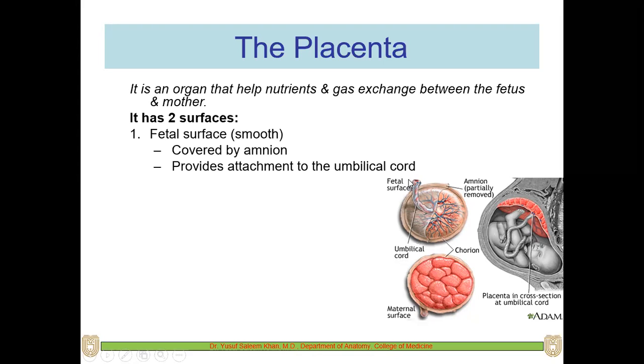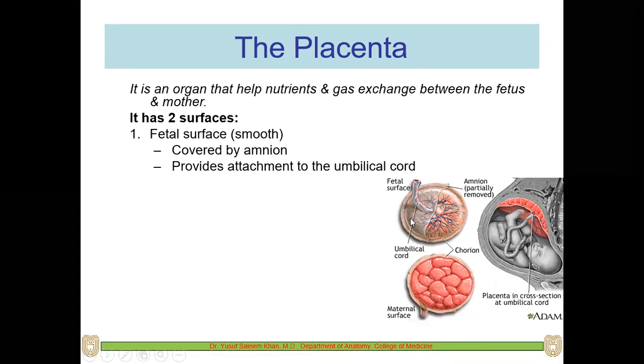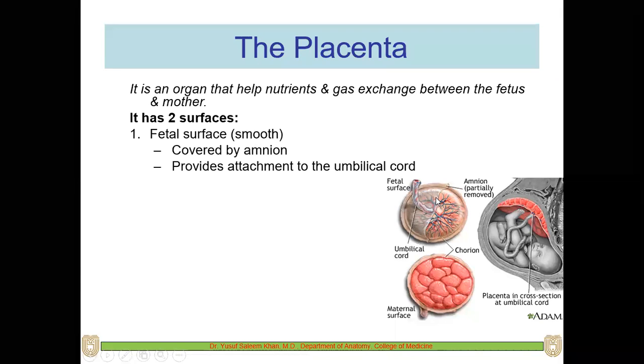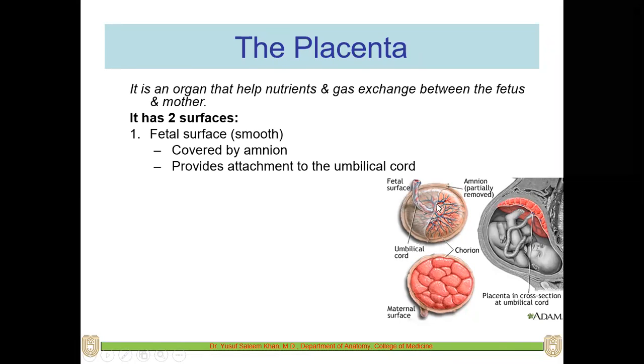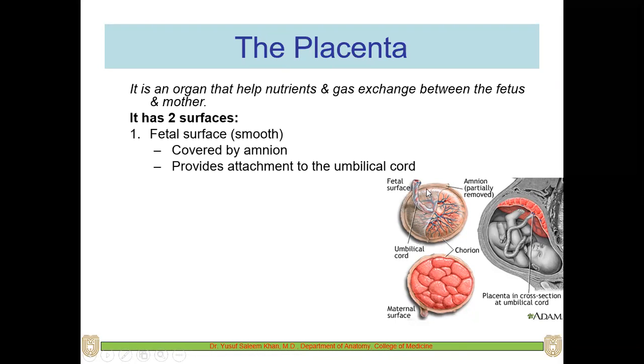One is called the fetal surface, which is toward the fetus. This is the fetus here. So this surface is called the fetal surface, which is facing toward the fetus. It will be smooth, and it is covered by a thin membrane called the amniotic membrane. So this is the amnion. It has been removed on this side so that you can appreciate the amnion on the other side. So on this side we have the amnion, and on the other side it has been removed.